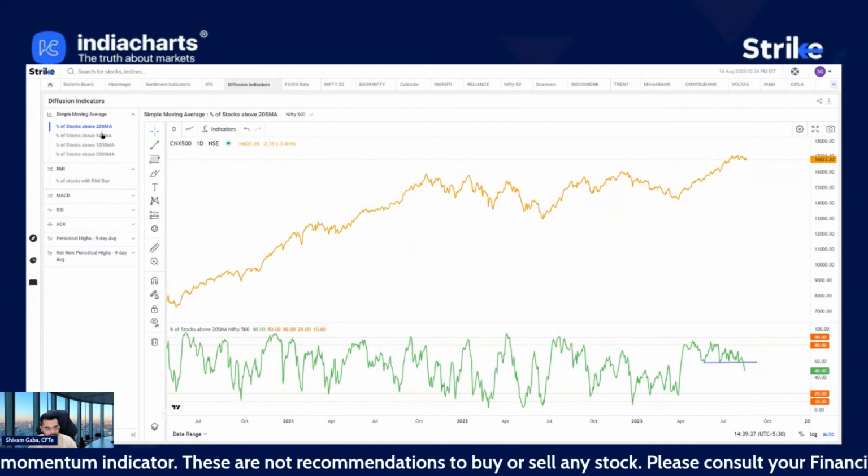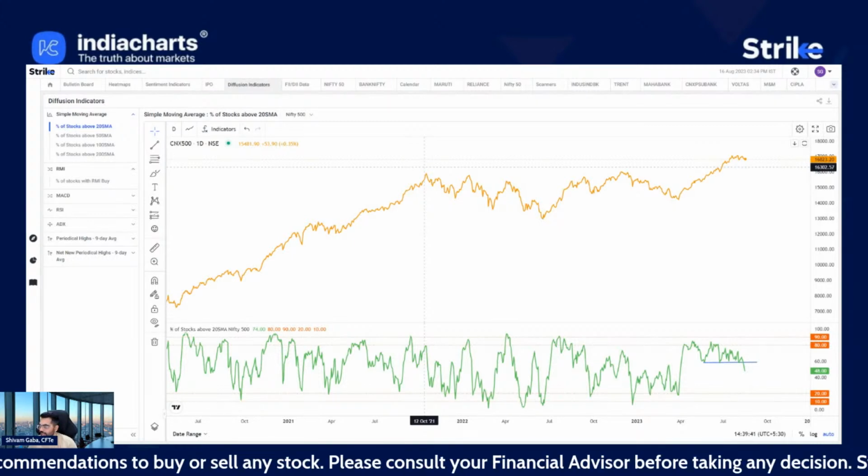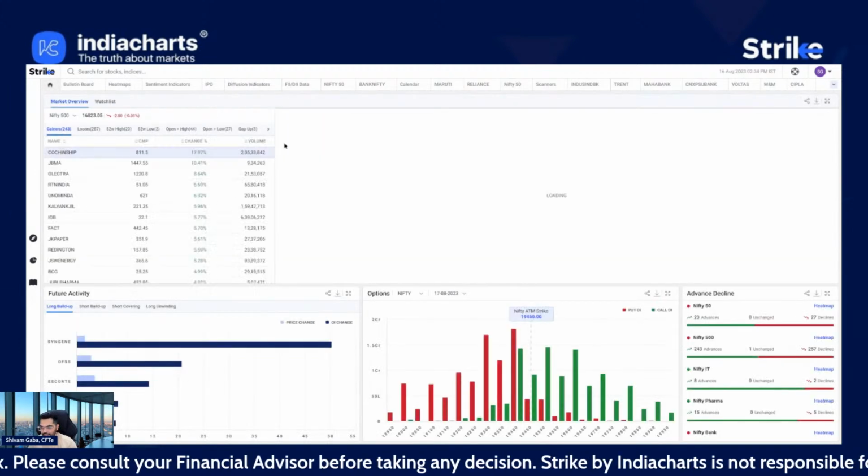So that's pretty much it, how to look at sentiment and diffusion indicators. Now we'll look at today's action and see what's trending in today's market.